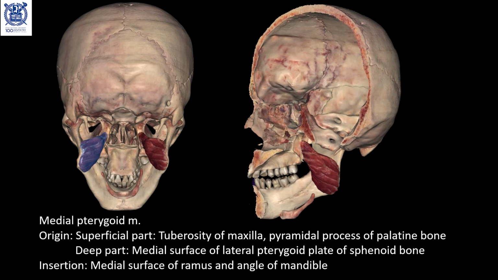The medial pterygoid muscle has functions including elevating the mandible, closing the mouth, protruding the mandible, mastication, especially when the maxillary teeth and the mandibular teeth are close together, and excursing the mandible. Contralateral excursion occurs with unilateral contraction.